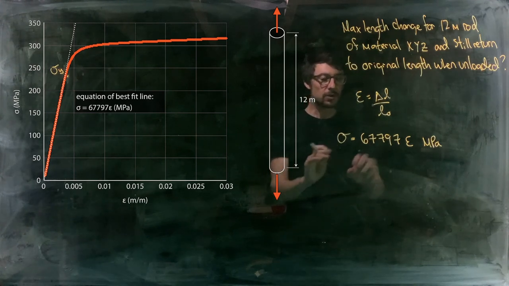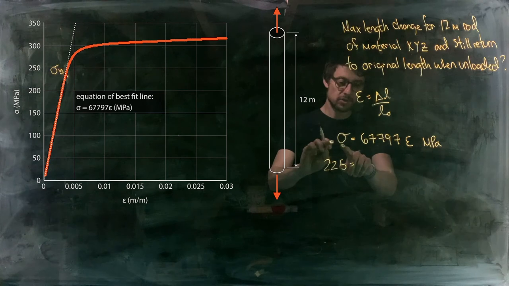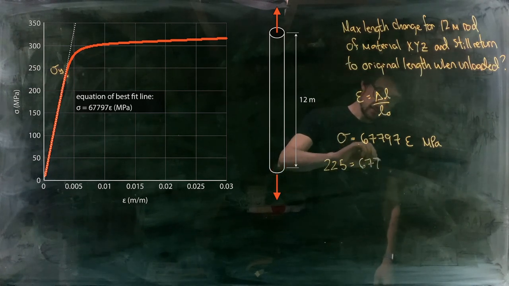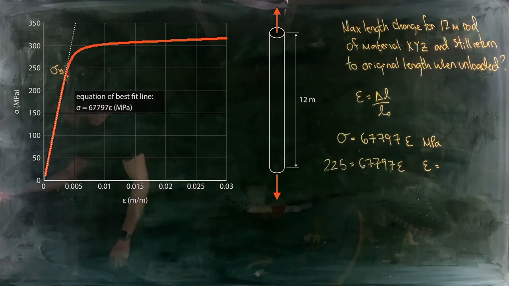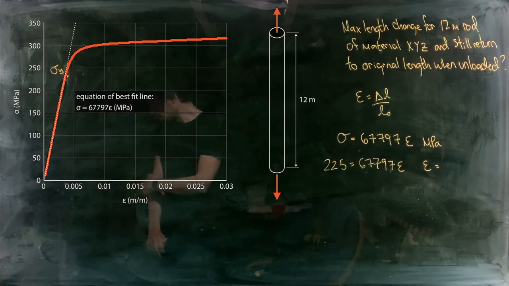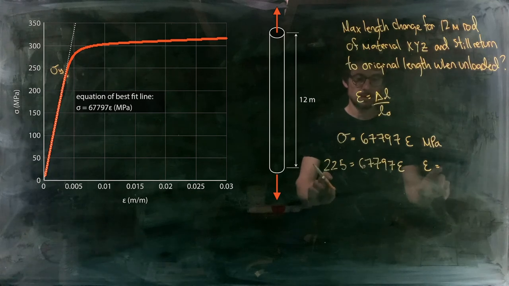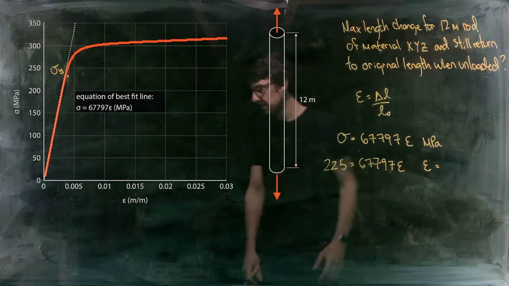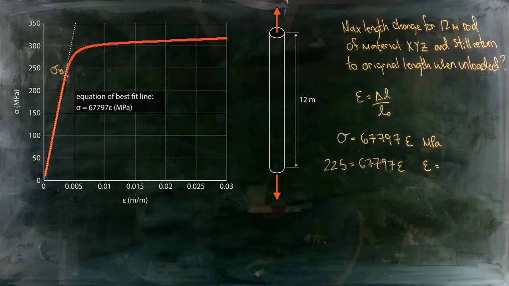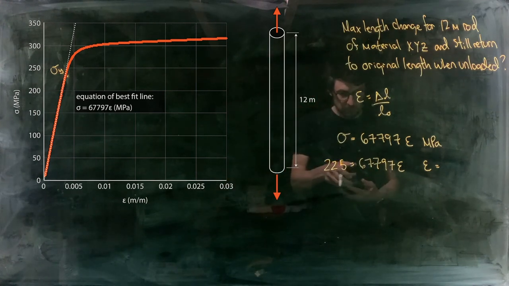Okay. So let's put our 225 megapascals in for our stress, which is our yield stress. And then this is 67,797 multiplied by epsilon. This gives us out our value of strain there. What did I get when I did it? Okay, I took a shortcut and did a substitution here. I substituted delta L over L naught in for epsilon and then calculated delta L directly. Let me just grab my calculator since we started doing it this way anyway. Might as well follow through with that.